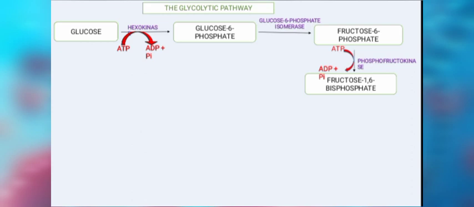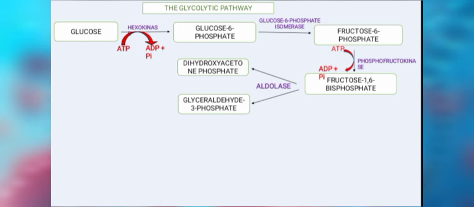After getting the fructose 1,6-bisphosphate, it undergoes aldolytic cleavage by an enzyme called aldolase to produce dihydroxyacetone phosphate and glyceraldehyde phosphate. The dihydroxyacetone phosphate is a ketone, a keto sugar, whereas the glyceraldehyde phosphate is an aldose sugar.